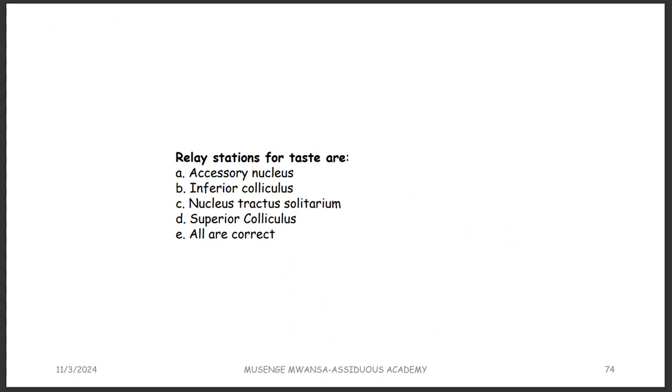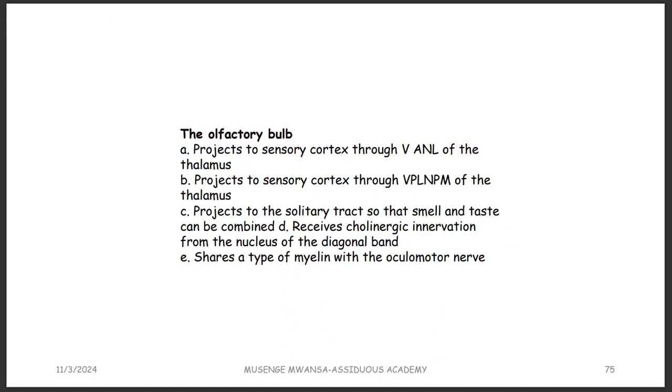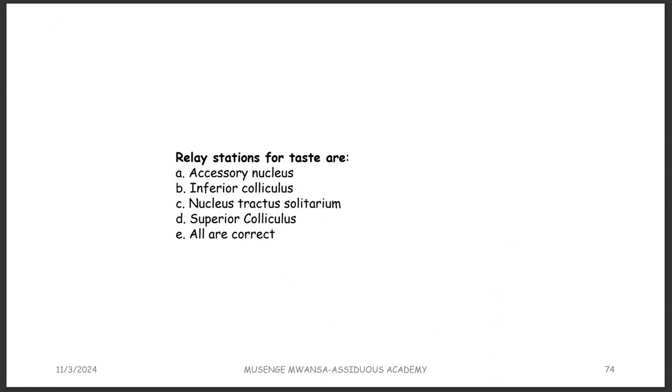The nucleus tractus solitarius. The olfactory bulb. A, projects to sensory cortex through... or the nucleus tractus solitarius.